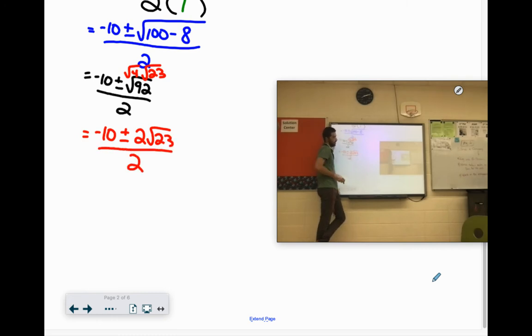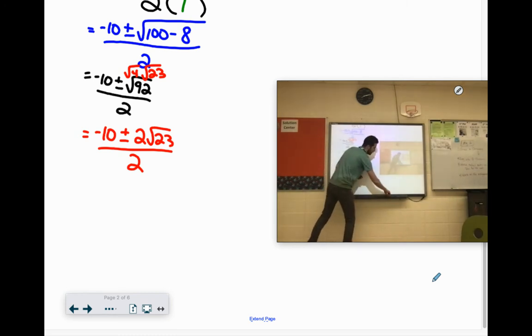All right. Now, the reason we have the plus or minus, just like completing the square, is because every square root has 2 roots, right? Positive or negative. So you got to set it up with the plus or minus. Now you could, again, actually calculate this. -10 plus 2 root 23 and then divide by 2. Great, that's perfect.